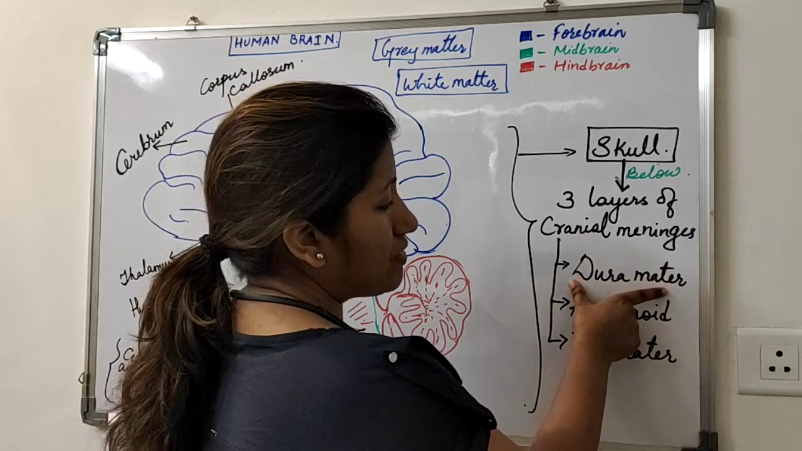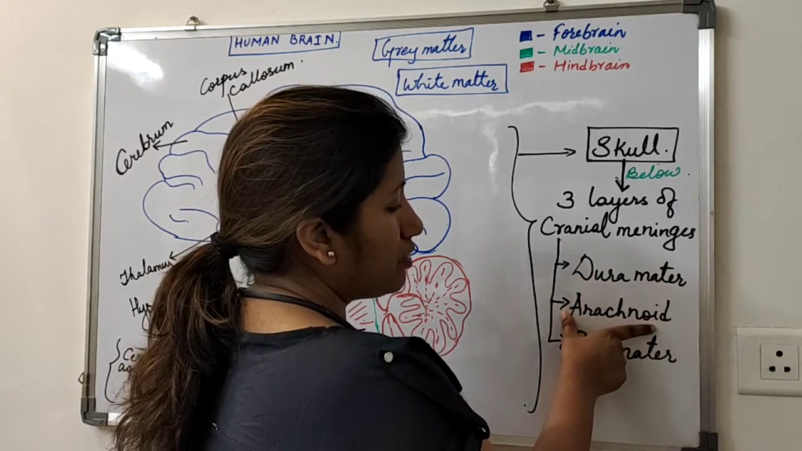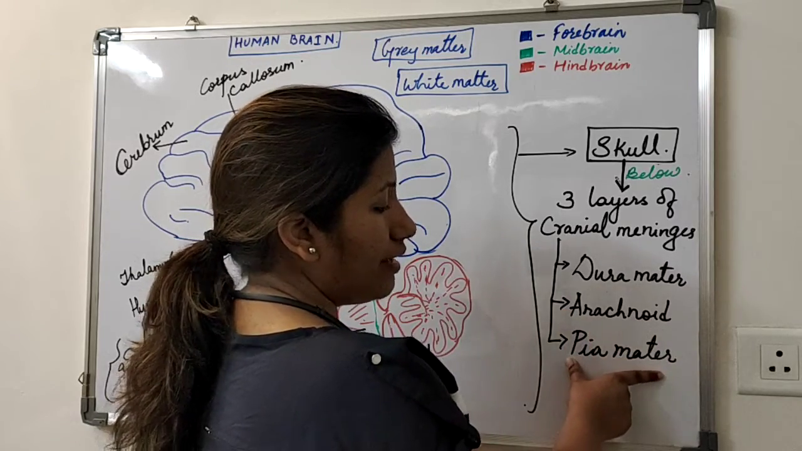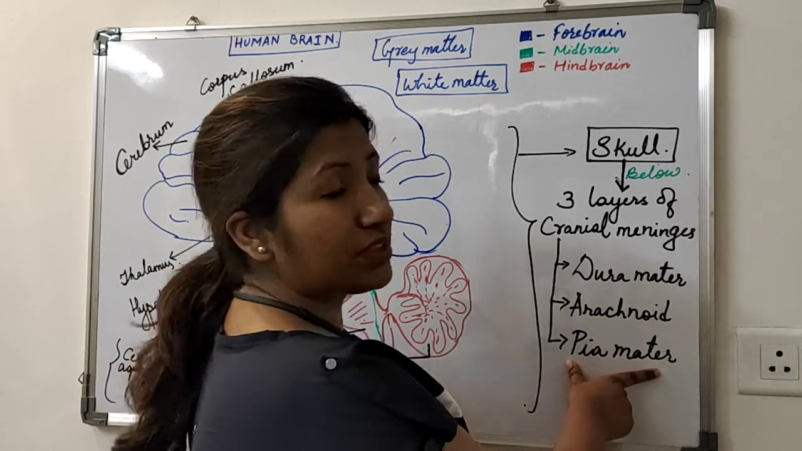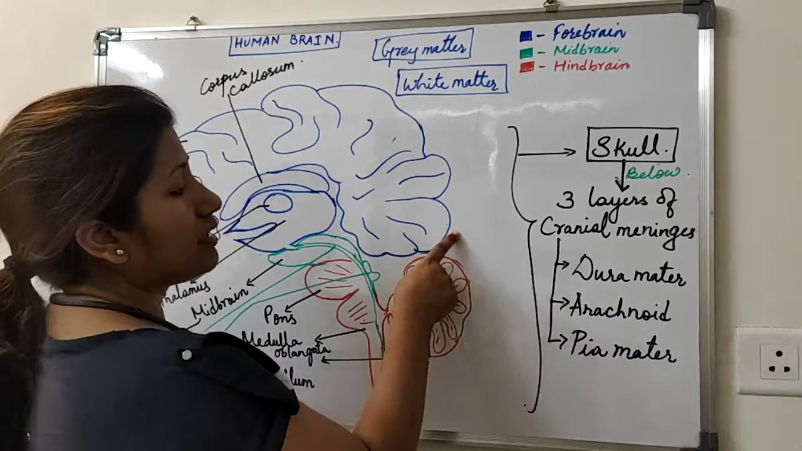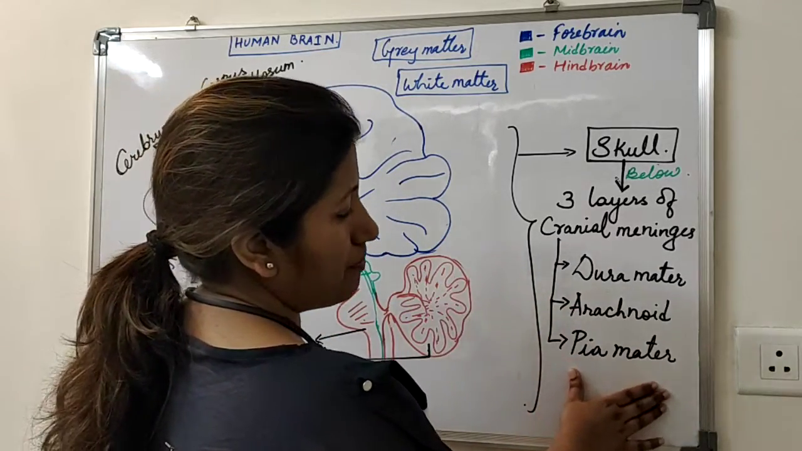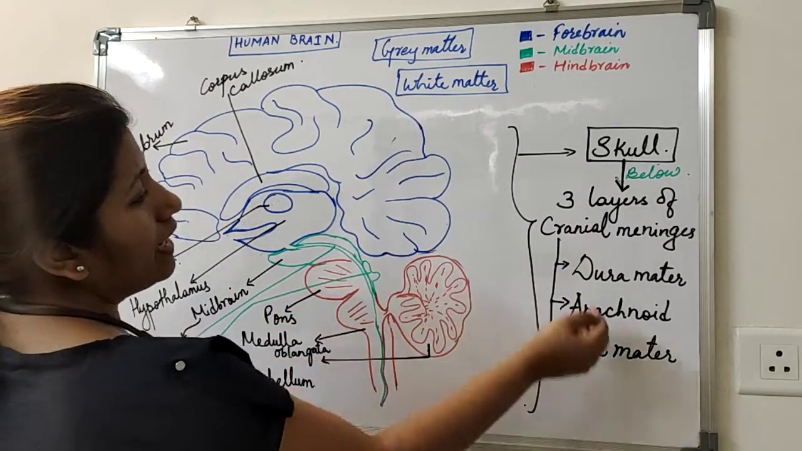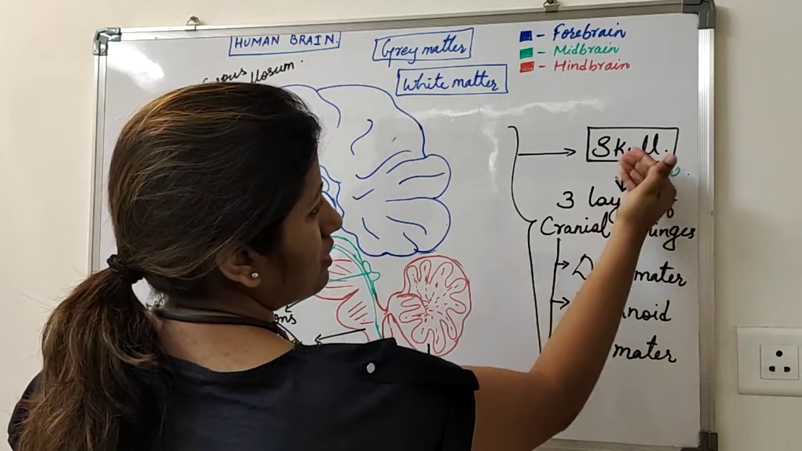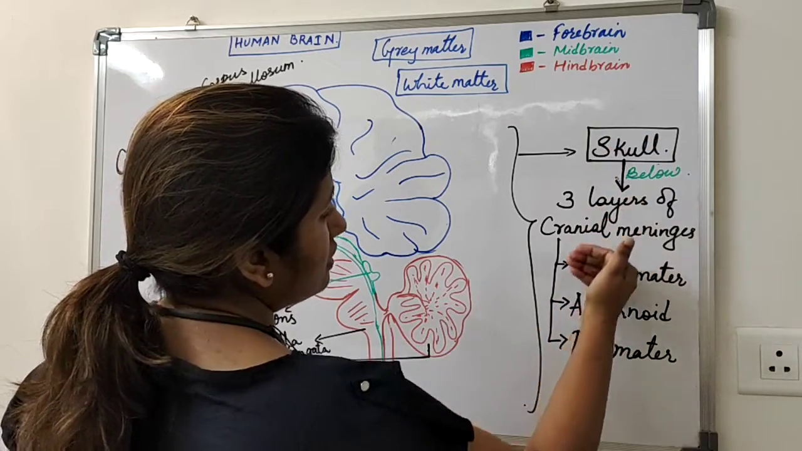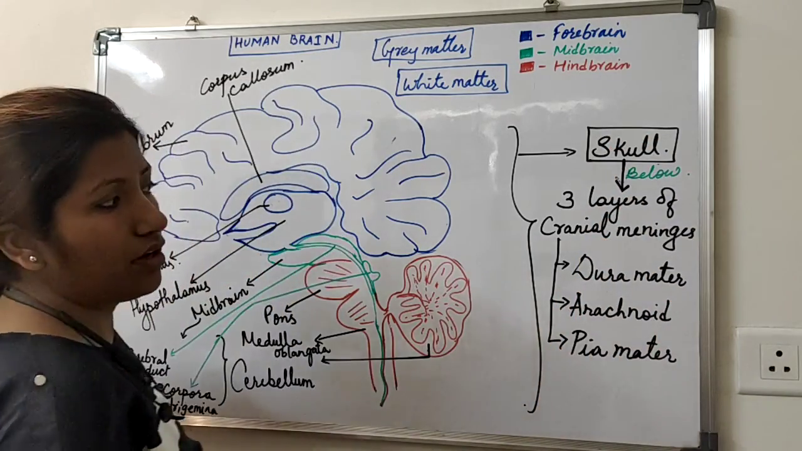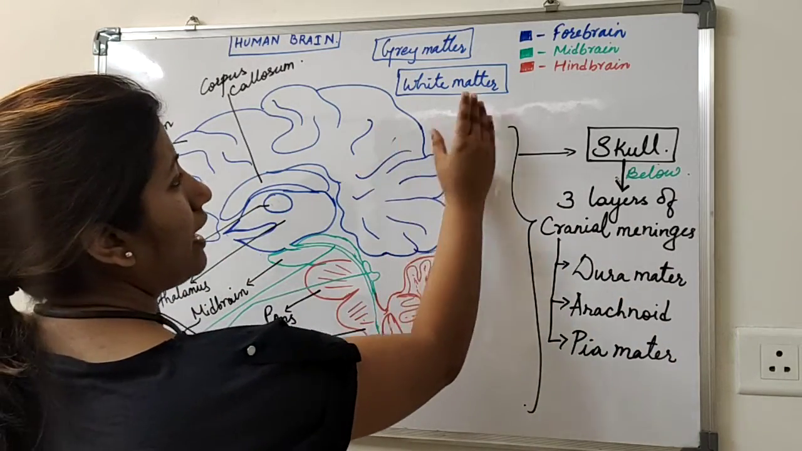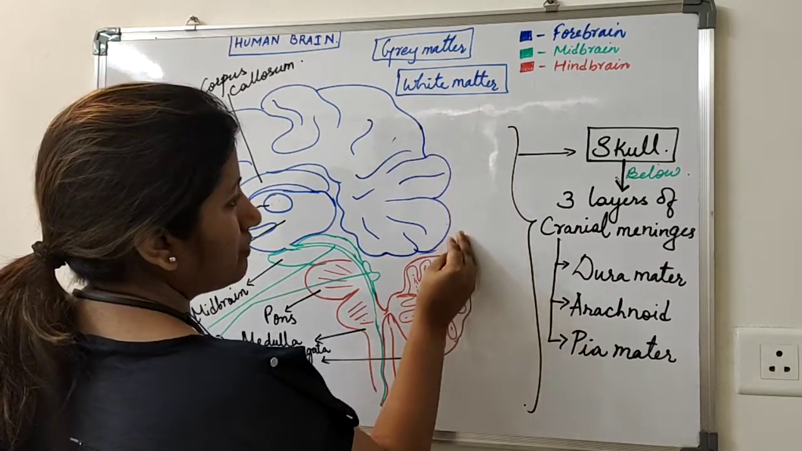The outermost layer is known as the dura mater. The middle layer is known as the arachnoid, and the innermost layer, which is attached to the brain, is known as the pia mater, okay. So the pia mater is attached with the brain tissue, and the outermost part, which is near the skull, is the dura mater. So between the brain and the skull there are three protective layers.